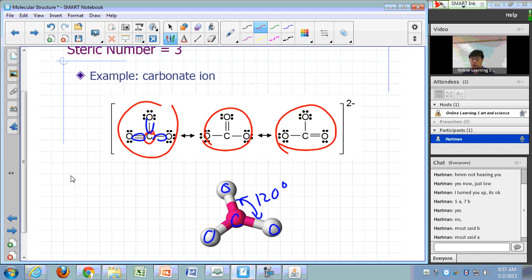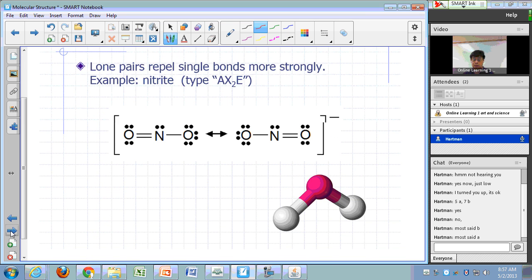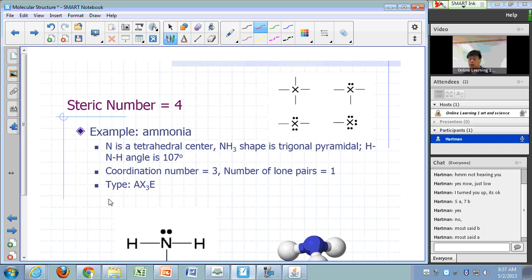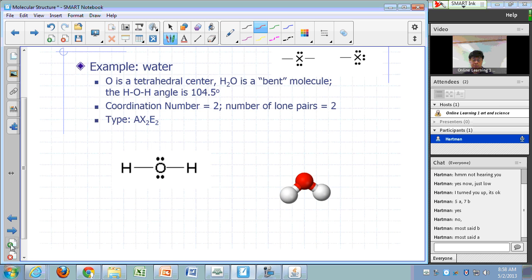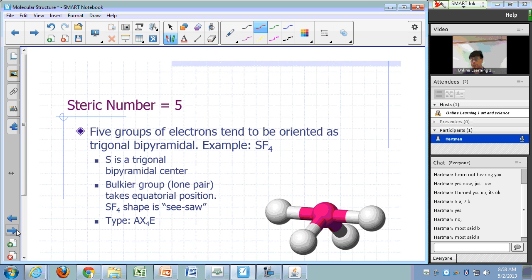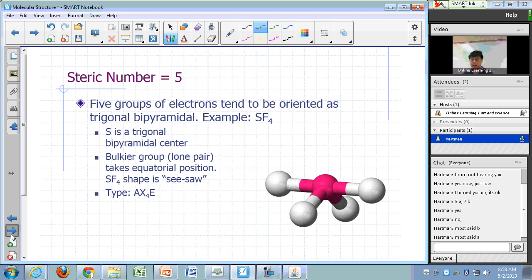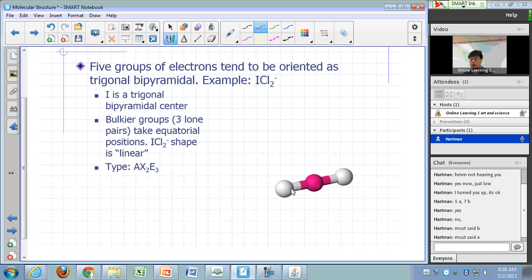Alright, so those are the shapes and geometries around the central atom for simple molecules, and this is a summary right here on the PowerPoint for all of those. Okay, steric number 5, that's your seesaw, that's your T-shape, that's steric number 5, linear, so that's AX2E3. So here, for example, you have 3 lone pairs in the equatorial positions, and they have your axial groups right here.